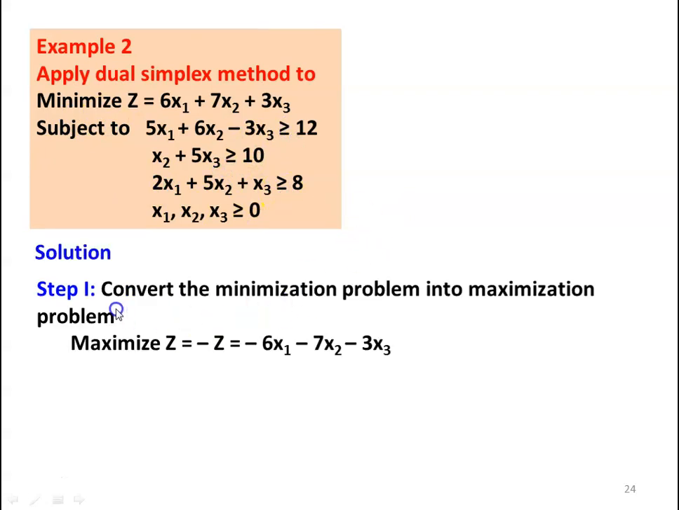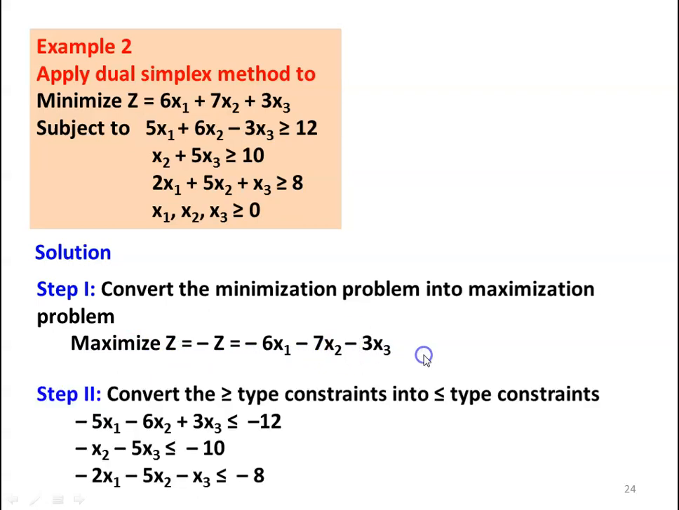So, we can convert the minimization type of problem into a maximization type of problem. Maximize Z equal to minus Z, that is minus 6x1 minus 7x2 minus 3x3, and convert all the greater than or equal to constraints into less than or equal to constraints by multiplying by a negative sign. So, minus 5x1 minus 6x2 plus 3x3 less than or equal to minus 12, minus x2 minus 5x3 less than or equal to minus 10, minus 2x1 minus 5x2 minus x3 less than or equal to minus 8.